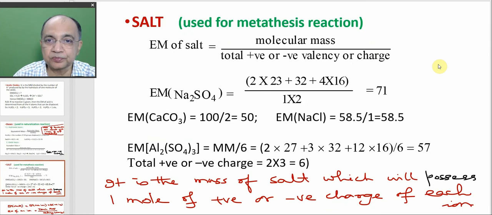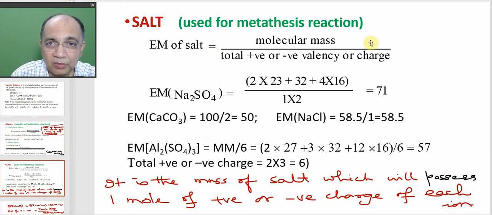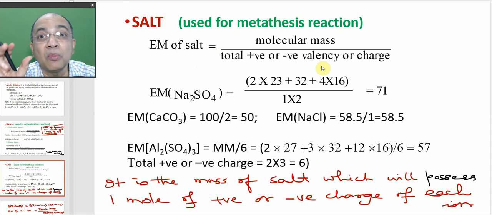Have a look. Salts. How to find the equivalent mass of a salt used in a metathesis reaction. A salt can also be used for a redox reaction, but there the equivalent mass will be different. That will depend on the change in oxidation number. Hold on, we'll be studying that. So the equivalent mass of a salt is the molecular mass divided by the total positive or total negative charge, which are the same, or valency, in one molecule or one empirical formula unit.